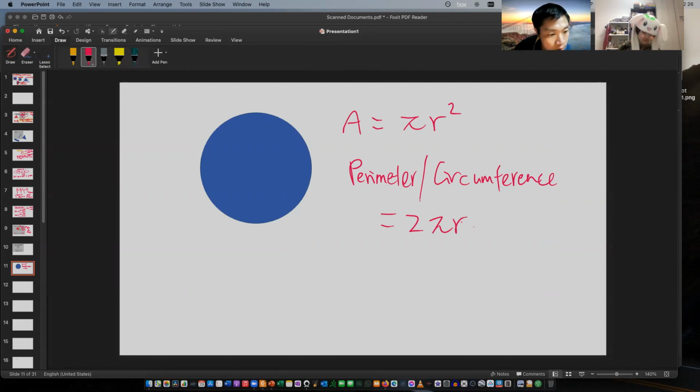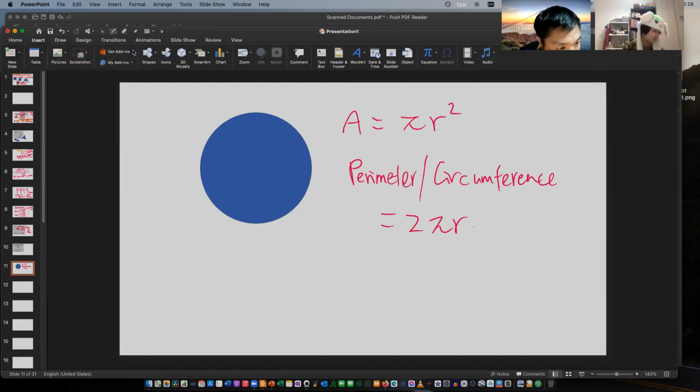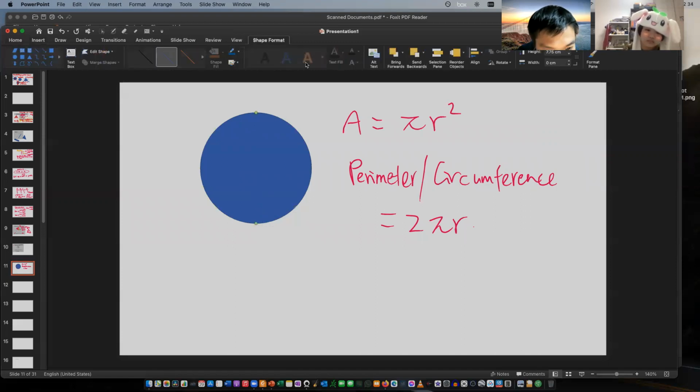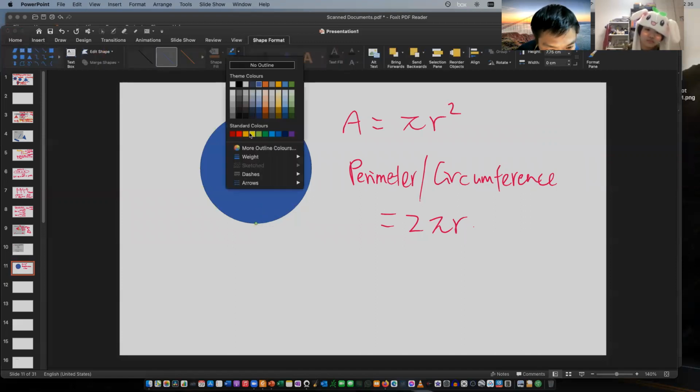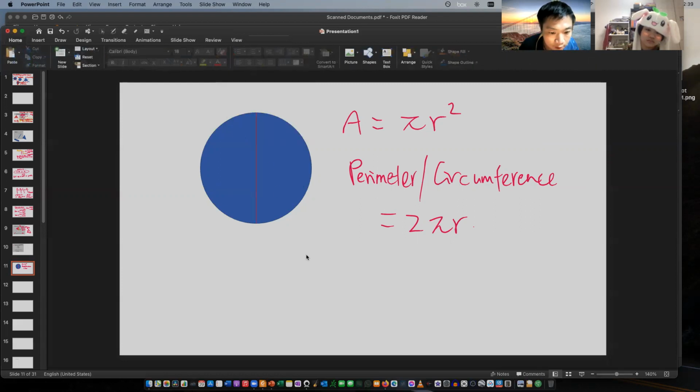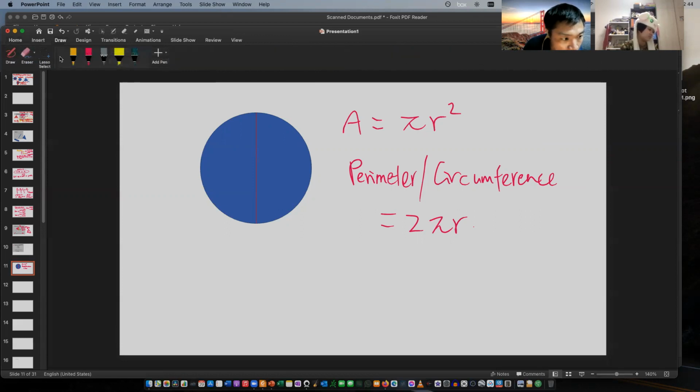Now, what if you dissect the circle into two semicircles? So you dissect it, you halve it, and what you get is two semicircles. And I think a lot of students should be able to find the area or perimeter of semicircles.